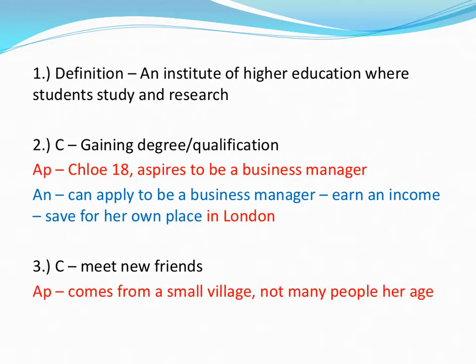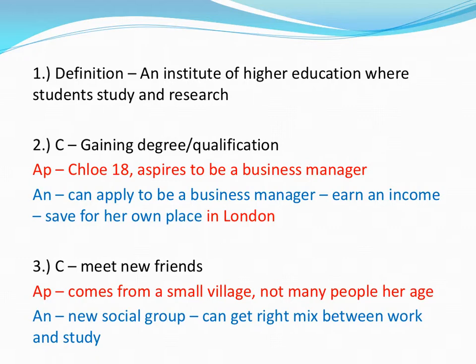In the case study, so we're linking in there, it says that she's from a small village, not many people are at her own age, so therefore that would be a benefit for her specifically, meeting new friends. Now then, if we analyse that point, if she can meet new friends, that means that she's developing a new social group at university. The second point means that if she's got some social time, she can get the right mix between work and study.